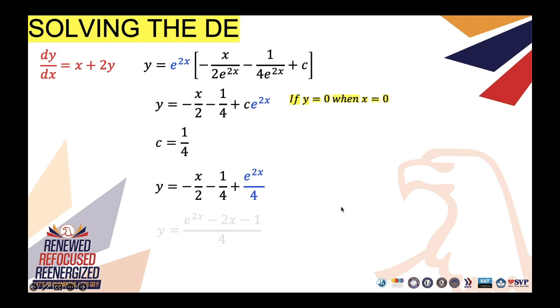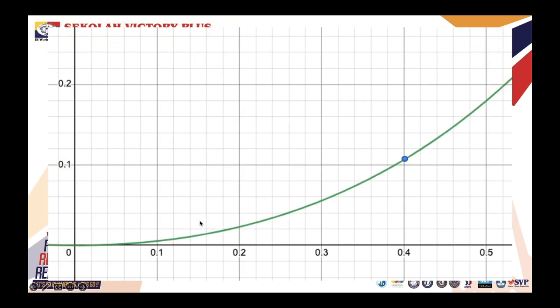Combining them all together, solving this differential equation would lead us to this function of y in terms of x. Now, once we have this, we can answer the question by substituting 0.4 on the x or by means of graphing it. When we do graph it, it looks like this. At x equal to 0.4, your y is more or less greater than 0.1. So that is how we are going to solve it.